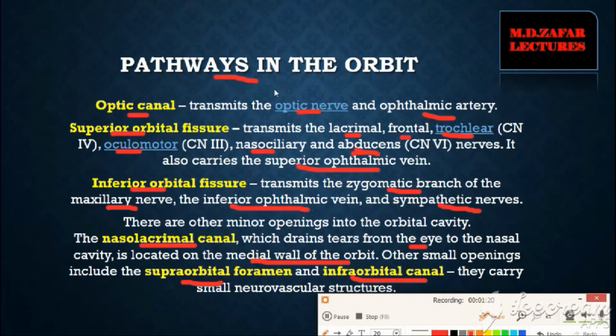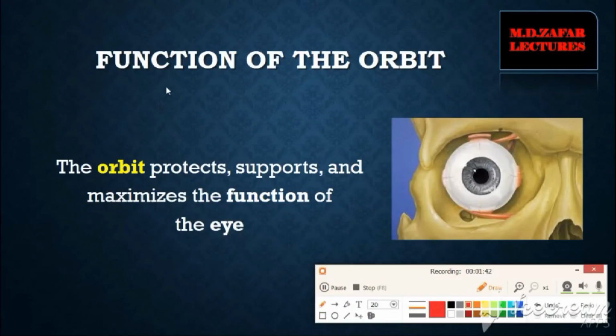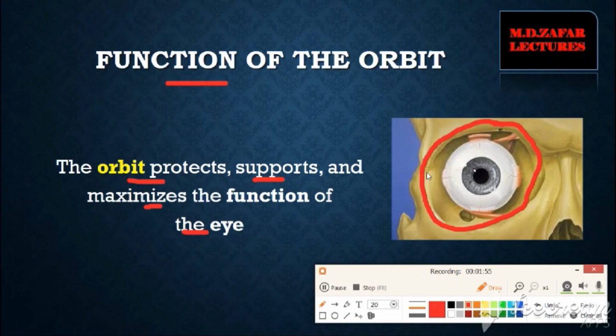So in total, we have optic canal, superior and inferior orbital fissures, supraorbital and infraorbital foramina, and nasolacrimal canal within the orbit. Now talking about the functions of the orbit. Orbit, which is the bony part, protects, supports, and maximizes the function of the eye. As you could see, this is the bony part of the orbit. It will be providing protection, support.